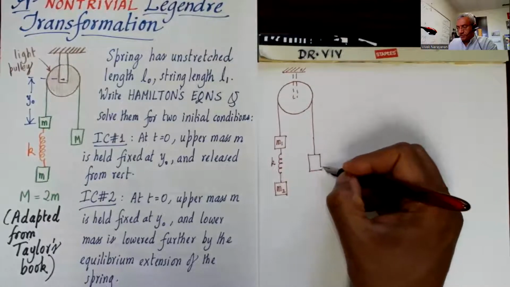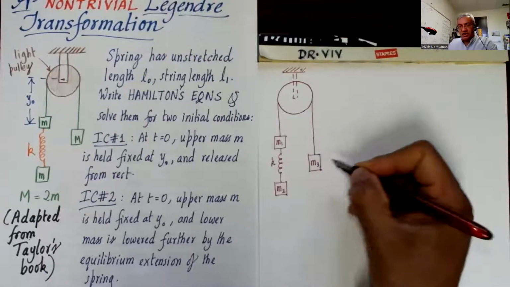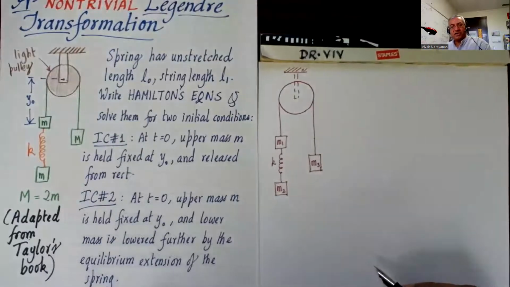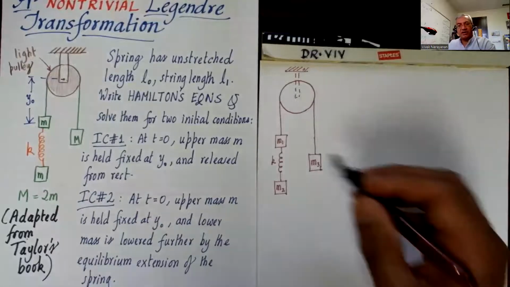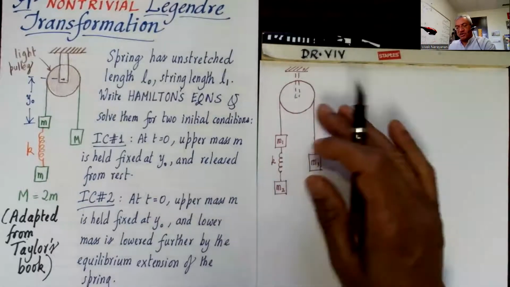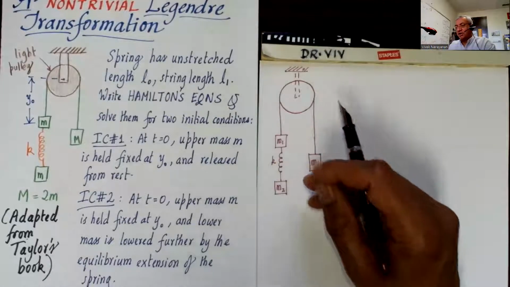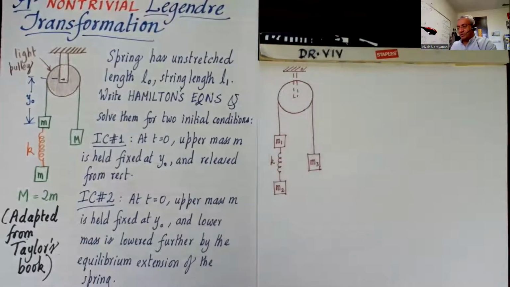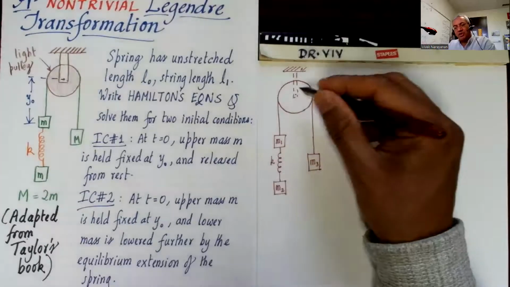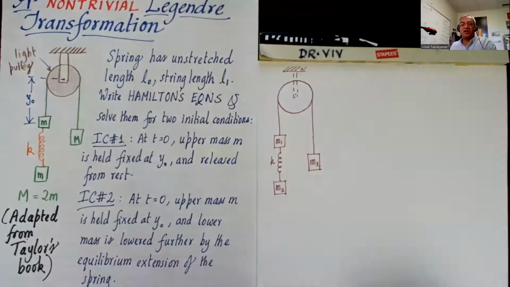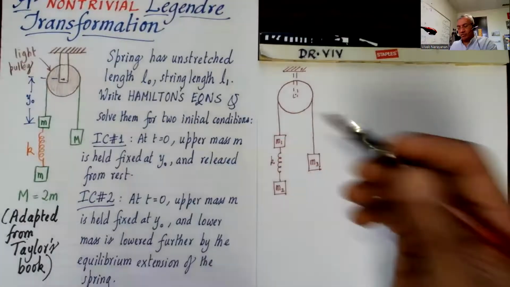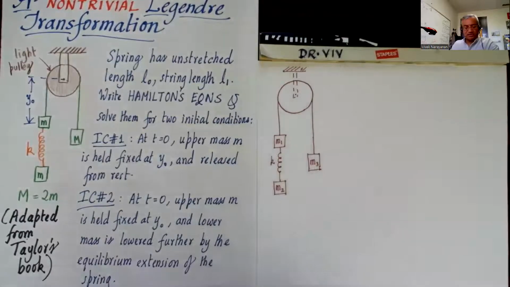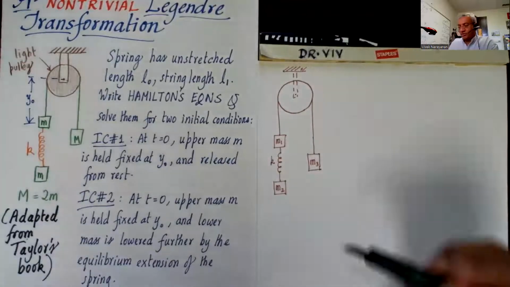Now we're given the total length of the string. So that's going to be one constraint. The second constraint is going to be that the string does not slip on the pulley. Even though it's not said, it is understood that the string does not slip on the pulley. So these are the two constraints that we're going to have. However, the string slipping or not slipping on the pulley is not very important in this problem because the pulley does not have any moment of inertia. If it did, then it would be an important constraint to consider. So we'll just focus on the string length constraints here.